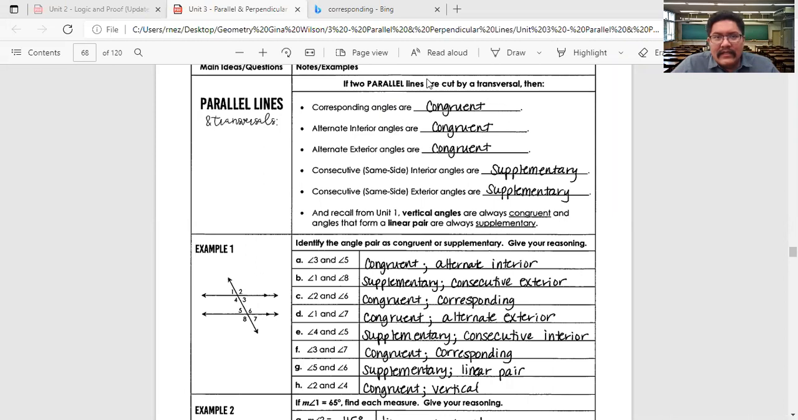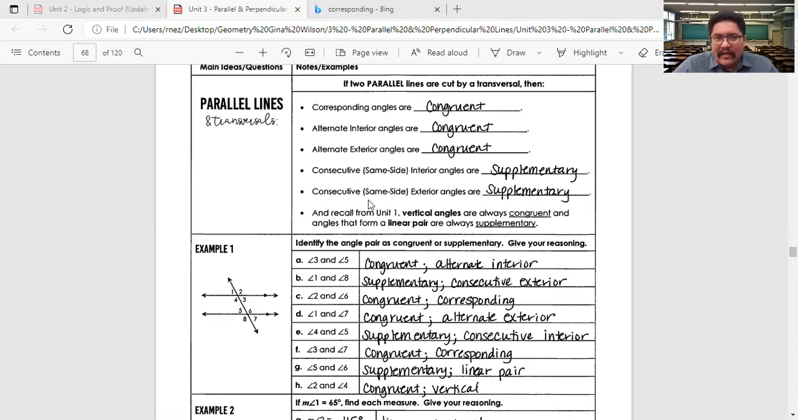Here are some things that always happen when you have parallel lines cut by a transversal. So corresponding angles, and again, that's angles in basically the same corner, those would be congruent. Alternate interior angles are congruent, and alternate exterior angles are congruent. So all three of these would be congruent.